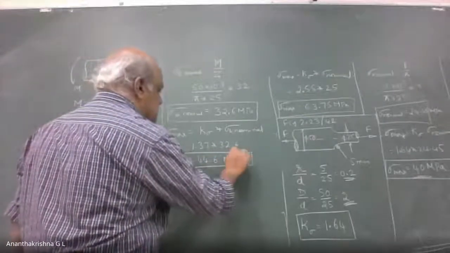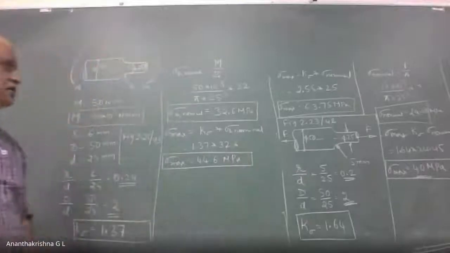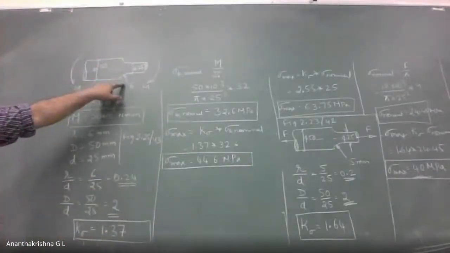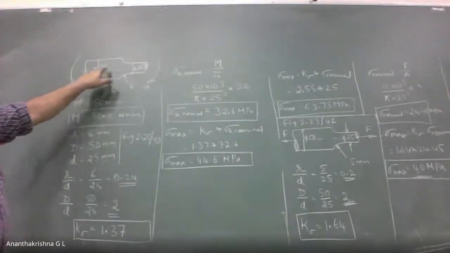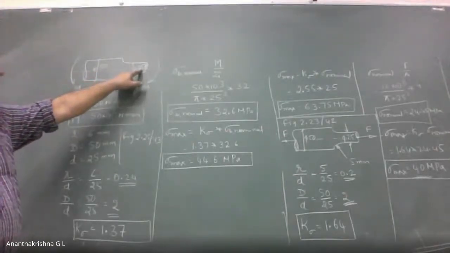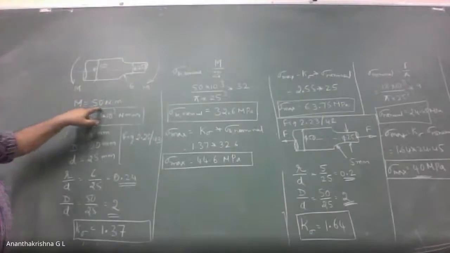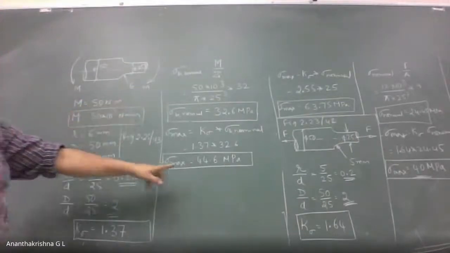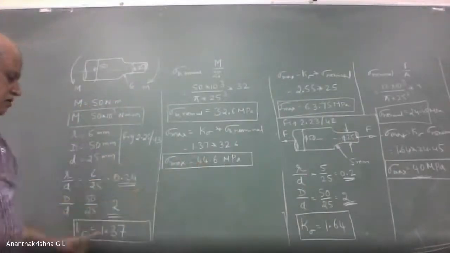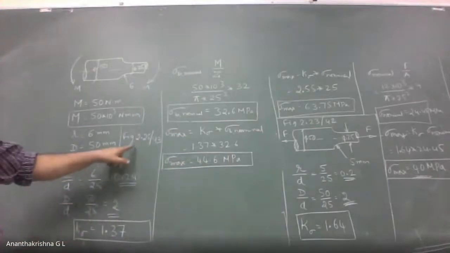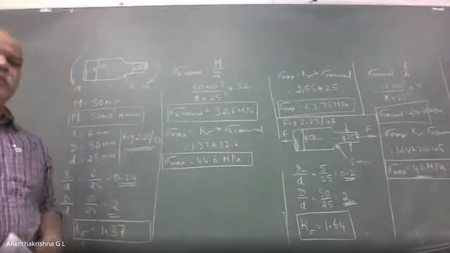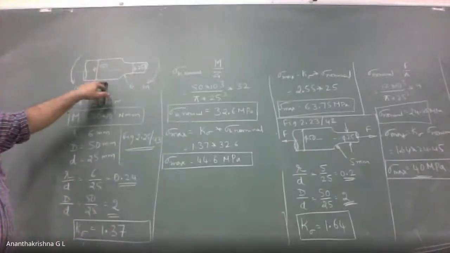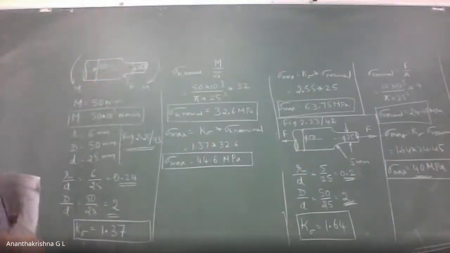44.6 megapascal. So that's the answer for the stepped shaft with a fillet radius of 6 mm and maximum diameter of 50, minimum diameter of 25, subjected to a bending moment of 50 Newton meter. This is the maximum stress that I am going to get by taking K sigma from figure 2.25 in page number 43.